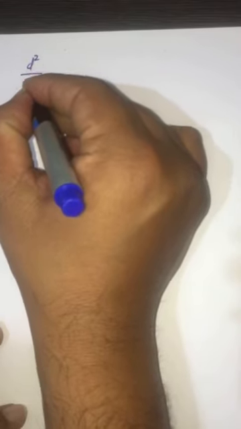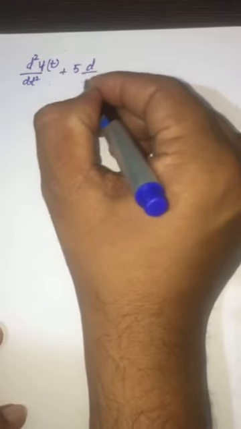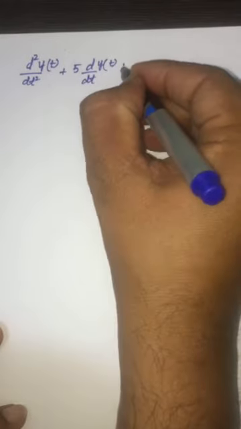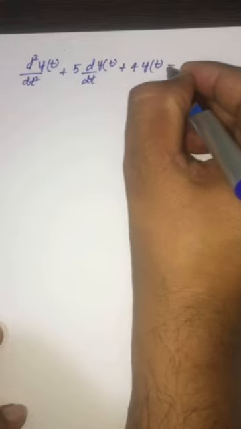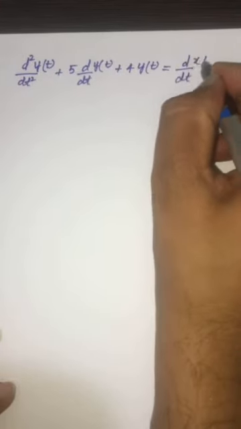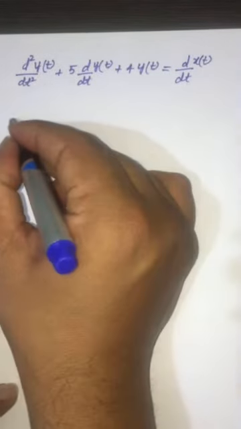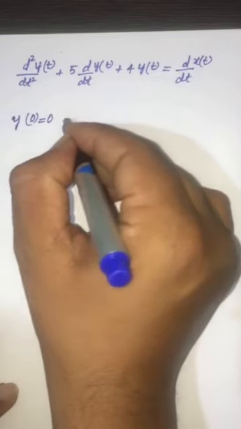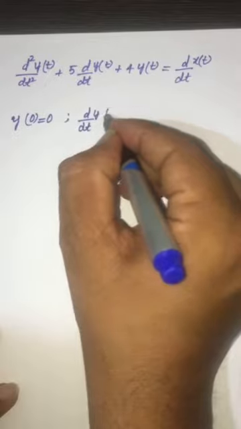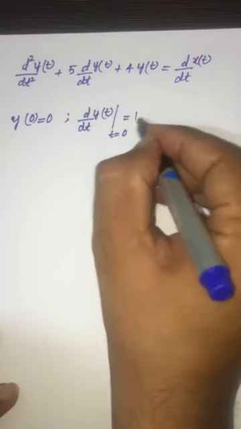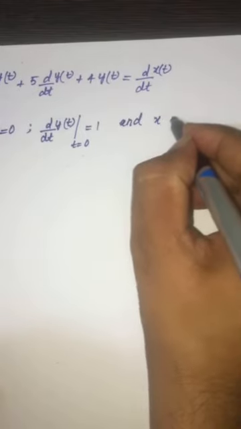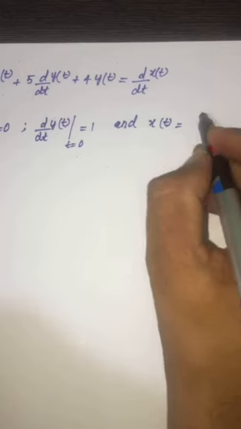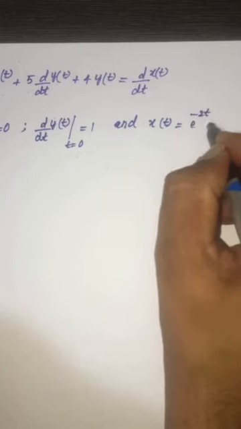Therefore, find the output of the system given by the differential equation d square by dt square y of t plus 5 d by dt of y of t plus 4 into y of t is equal to d by dt of x of t, and y of 0 is equal to 0, d by dt of y of t at t is equal to 0 is equal to 1, and the input x of t equals e to the power of minus 2t into u of t.